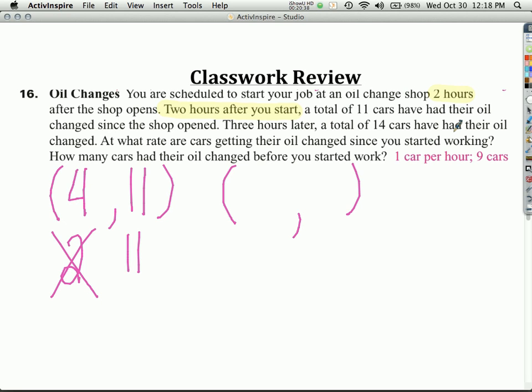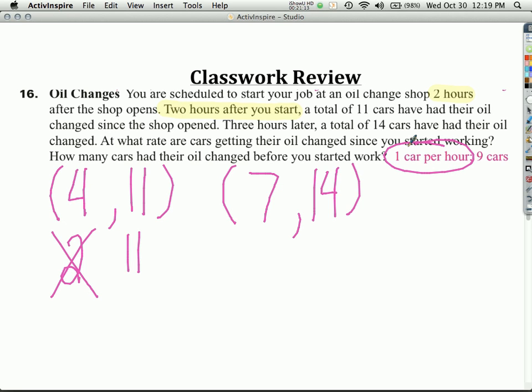So now how much total time has passed by, Jada? 7 hours. 7 hours, and now Brandon, fill in the one missing number. 14. So now we have the 2 ordered pairs to work with, and from there we can find that rate. What's another word for rate? Slope. So when I say rate, I'm saying slope, and when I say slope, I'm saying rate. Okay?